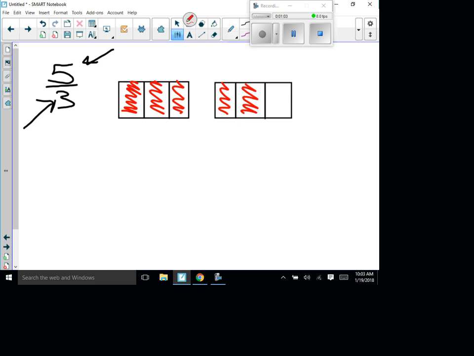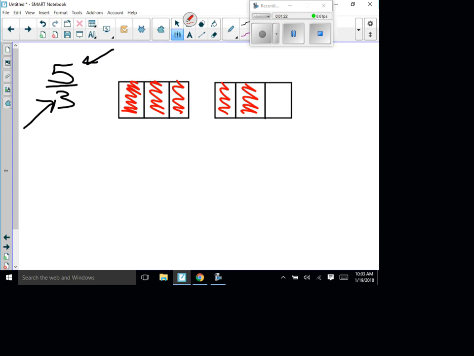If I colored in 5/3, I have more than one whole. A little real life situation: I bought 2 candy bars and I was eating them before dinner and I got caught, and I only ate one of the pieces before my parents made me put them away for later. So you can see that I have a little bit of a candy bar left.